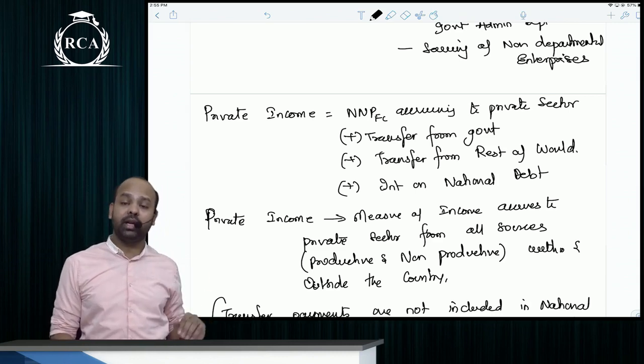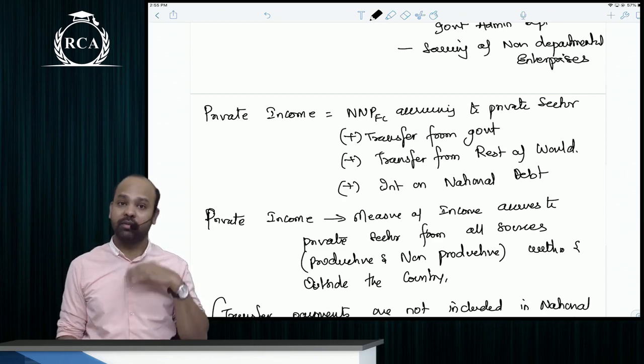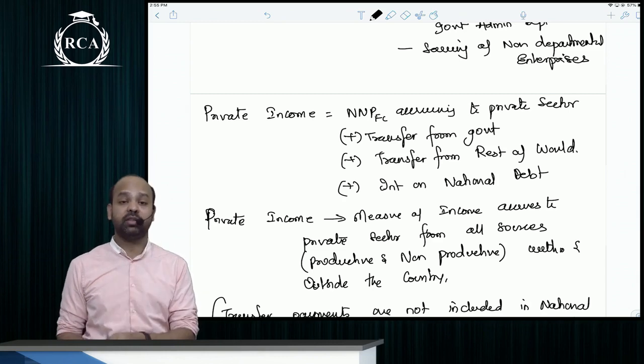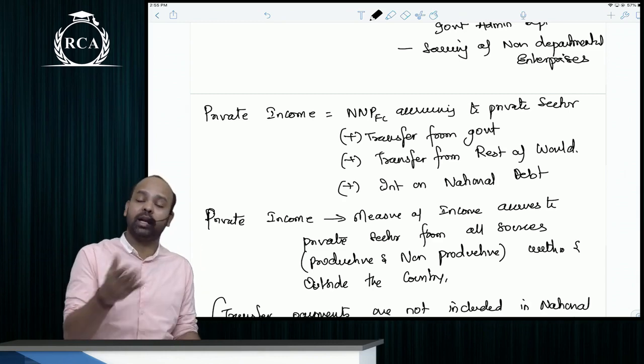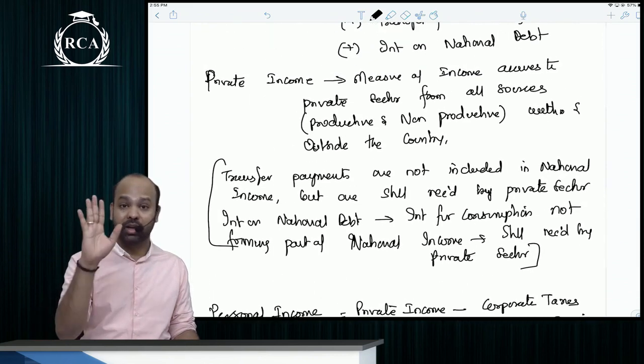From total private income, if you remove corporate taxes that are going to the government, and if you deduct retained earnings, which are savings of corporates, you will get personal income, the income that is actually being received by the household sector. Understood? So that will give us personal income.